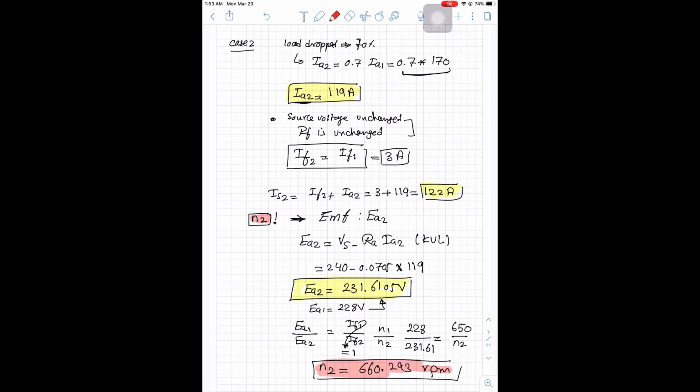As you can see, this is the speed when your current dropped to 70% of its value. This means you reduced your load by 30%. And when you reduced your load by 30%, your speed went up by just 10 RPM out of 650. That's why, again, we can assume the shunt machine (M/C for machine) is a constant speed machine. And this is one of the applications for the machine.